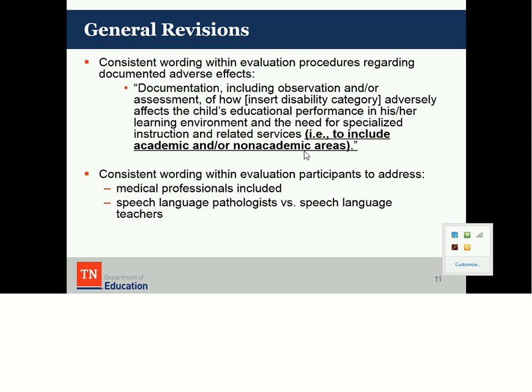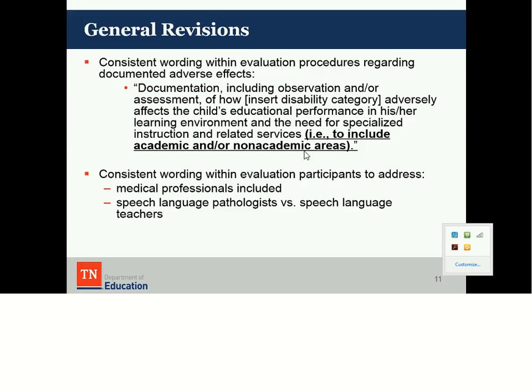So remember that we're not just talking about grades or academic achievement when we're talking about how a student might need specialized instruction and related services. We're also talking about communication, adaptive behaviors, physical needs, that would require some specialized instruction and services in order to help the student access the general education environment and be successful in school.